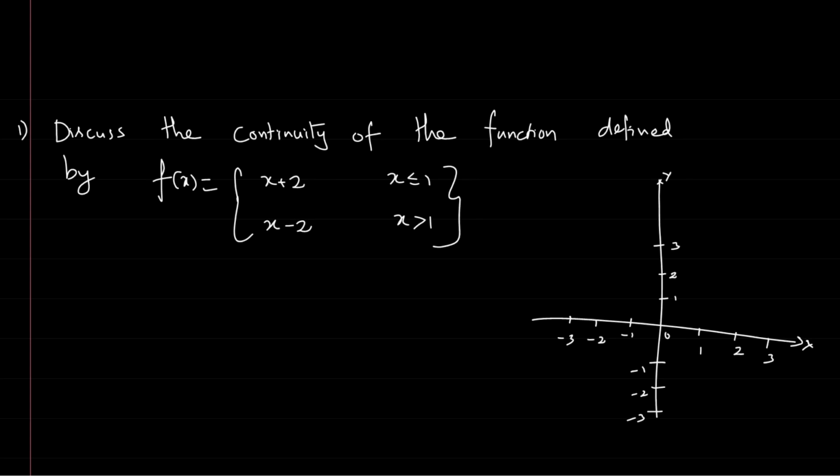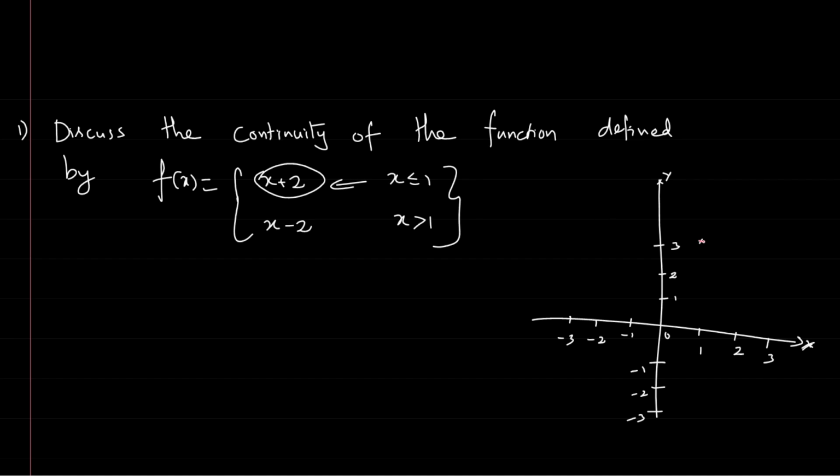So when the x value is less than or equal to 1, the function takes the form x plus 2. Now let me start from x equal to 1. When it is equal to 1, replace x by 1. When x is equal to 1, then 1 plus 2 equals 3. Therefore, when x is equal to 1, you will get 3.